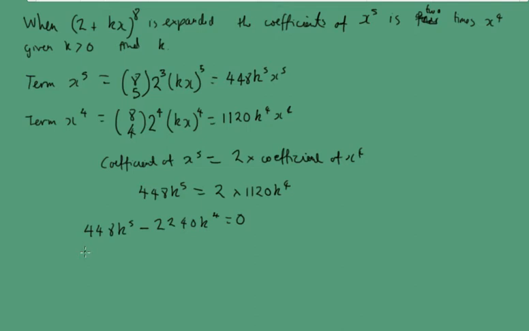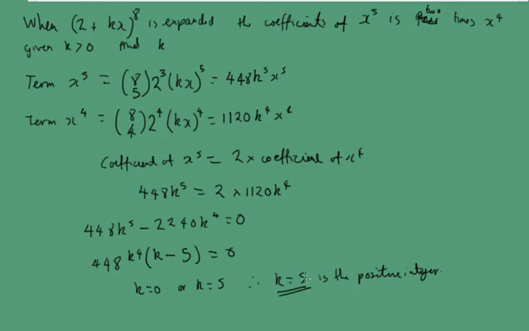So now we're going to factorise this. 448 k to the 4th times (k minus 5) equals 0. So k is either going to be 0 or k equals 5. Therefore, k equals 5 is the positive value. So it must be this. This is the result here.